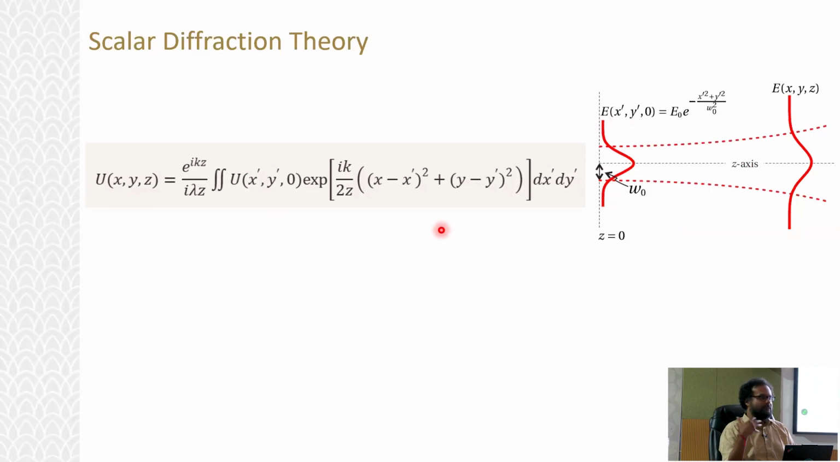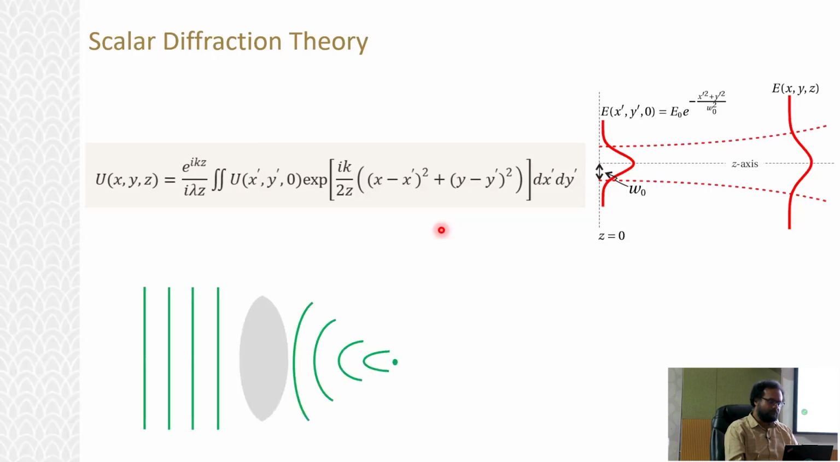I'm not going to derive this. This comes from Fraunhofer diffraction theory. That is one part. So even if I take a collimated beam, it will have some kind of divergence and a specific kind of propagation.